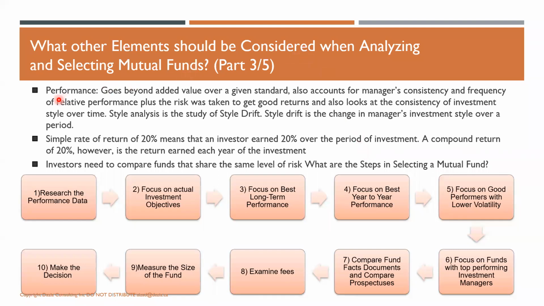Then, of course, you want to look at performance. You don't look at just those things. You want to see the performance for that mutual fund, right? Is it a 20% simple return, or 20% over a time period? Is it a compound return, right? So what steps should you take? Research the performance data, look at the investment objectives for the fund, and look at long-term performance. You should be putting it in for 3 years or 5 years. You want to look at long-term returns. Don't just look at how much it made in 3 months or 6 months.